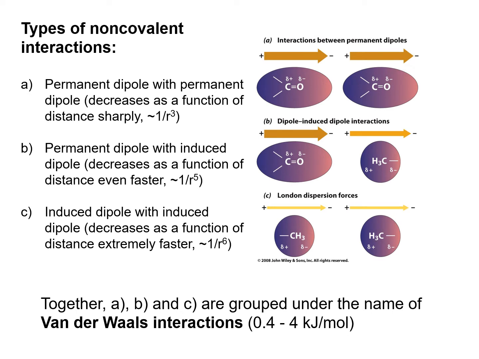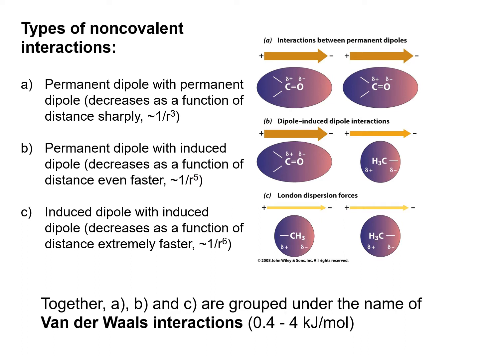And the second one is an interaction between a permanent dipole and an induced dipole. This induced dipole is not a polar molecule normally, but it has a transient charge, so it can interact with the permanent dipole. So it has a weaker interaction there. Its interaction decreases even faster than the first type as a function of distance, with a power of 5.